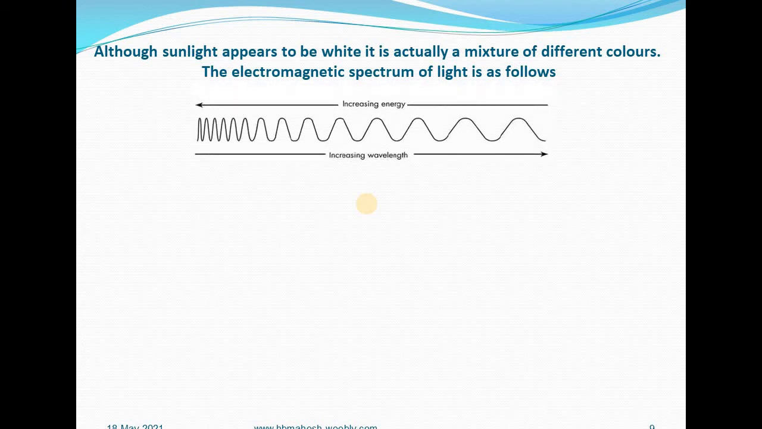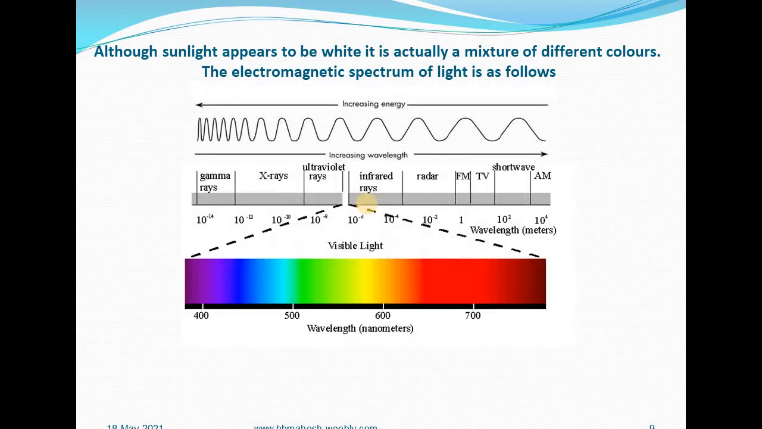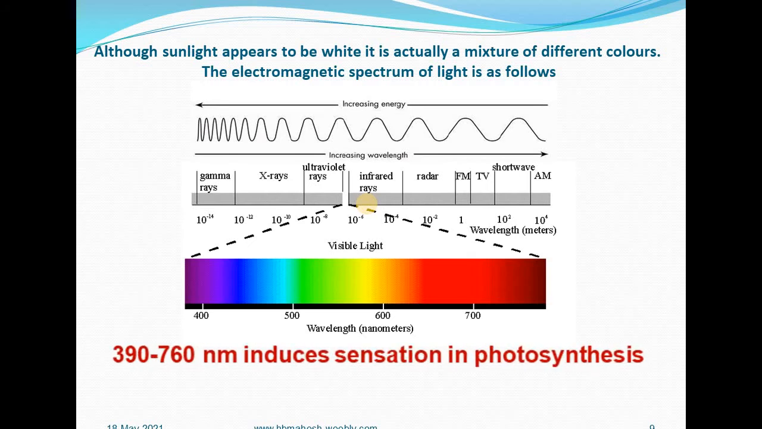Although the sunlight appears to be white, it is a mixture of different colors. The electromagnetic spectrum of light is as follows. See here, this is the electromagnetic spectrum of sunlight. It starts from gamma rays, X-rays, UV rays, visible light, a very small area, then infrared rays, radar, FM, TV, shortwave and AM. Above this picture, there is a radiation.